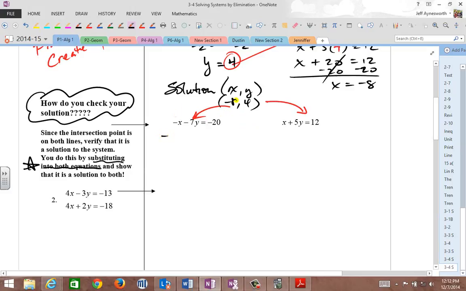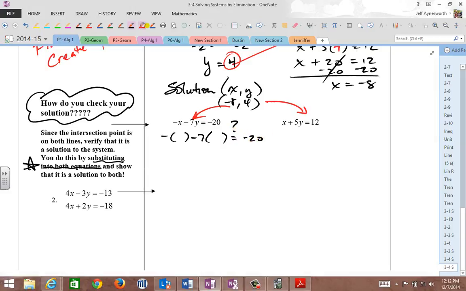So I need to substitute negative 8 in for x and 4 in for y, and see what happens. So I have the negative of whatever x is, minus 7 times whatever y is. Is that equal to negative 20? I don't know. Let's figure that out. So let's substitute negative 8 in for x, and 4 in for y, and you simplify the left-hand side.